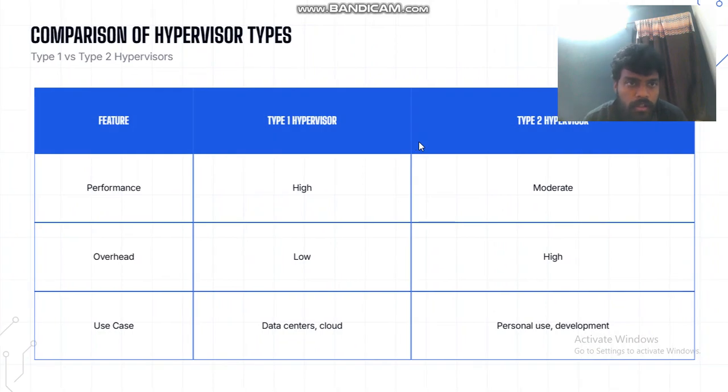In cloud computing, we have seen that hypervisors have two types, type 1 and type 2 hypervisors. Let us see the table and compare them. If we consider performance, type 1 hypervisor has high performance compared to type 2 hypervisor. If we consider the second feature, that is overload, type 1 hypervisors can bear only low loads compared to type 2 hypervisors. And use case: type 1 hypervisors are used in data centers and cloud, whereas type 2 hypervisors are used in personalization and development.